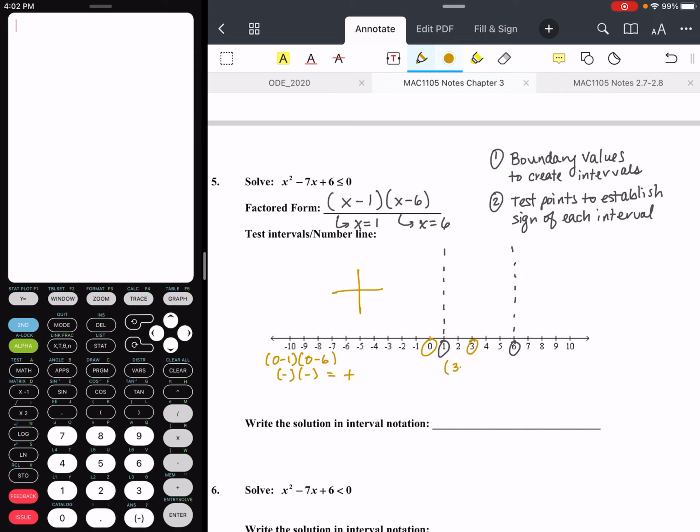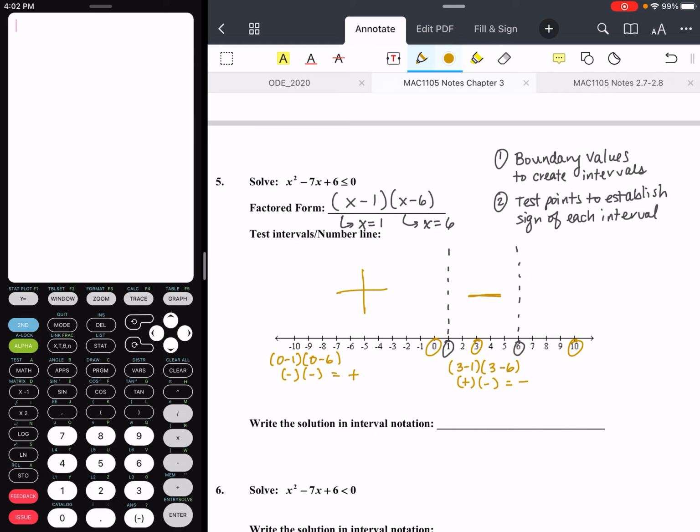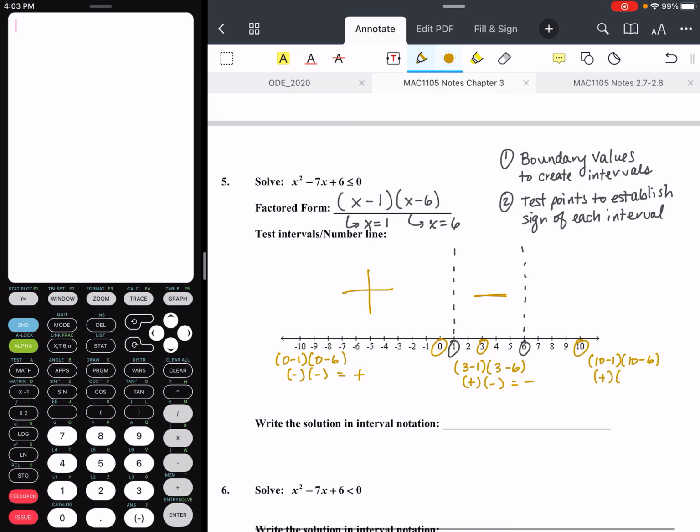So I've got 3 minus 1 times 3 minus 6. 3 minus 1 is positive. 3 minus 6 is negative. And a positive times a negative is negative. And finally, how about I pick 10? So 10 minus 1 times 10 minus 6. This gives me a positive times a positive, which multiplies to something positive. And I see that alternating pattern again, plus minus plus. Not to say that it will always happen, but it happens pretty often. So when it happens, I feel pretty good.